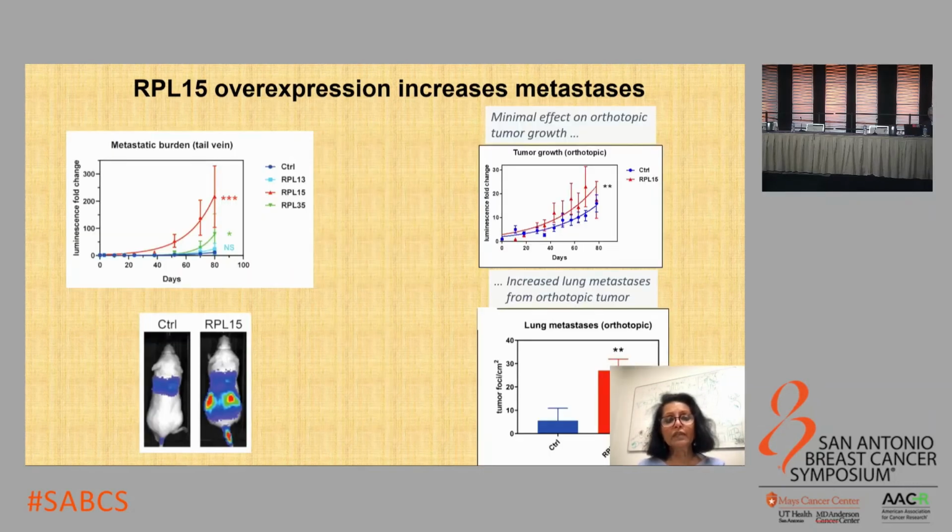When he injected the RPL15 overexpressing tumor cells into the mammary fat pad, basically there was no difference in tumorigenesis between the control and the RPL15 overexpressing CTCs. However, the RPL15 overexpressing tumor cells were more competent in forming lung metastasis compared to the control cells.